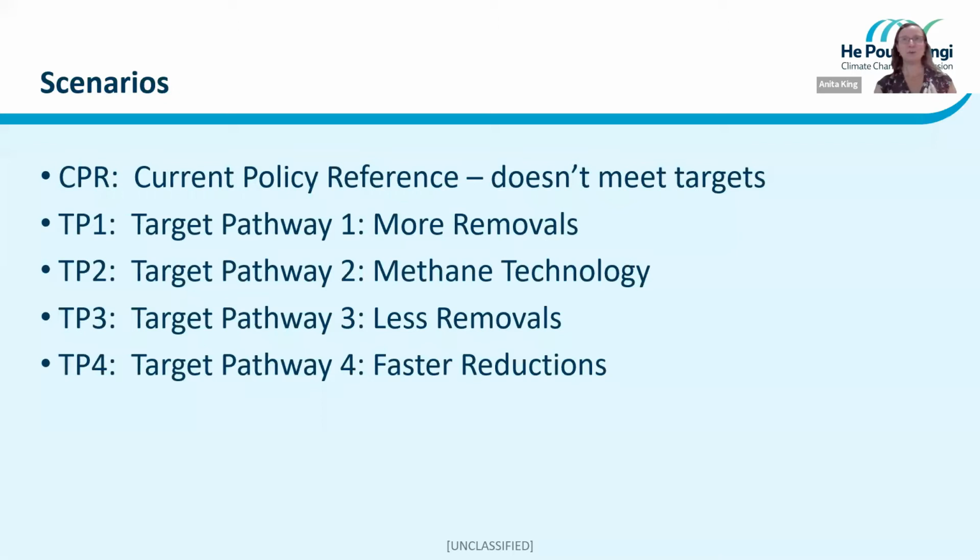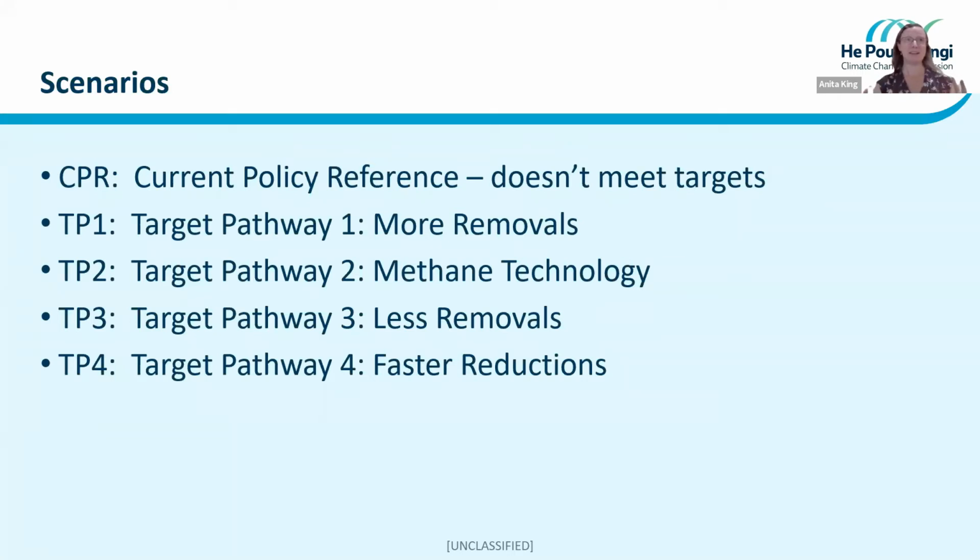TP2, for all other gases and for our forestry removals, is the same as TP1. But for our biogenic methane, we're going for the ambitious end of the target range, and we're being more optimistic on the technology. We allow there to be better technology to do that. Target pathways 3 and 4 have the same methane assumptions as target 1. So that's the less ambitious end of the target range and the pessimistic technology.